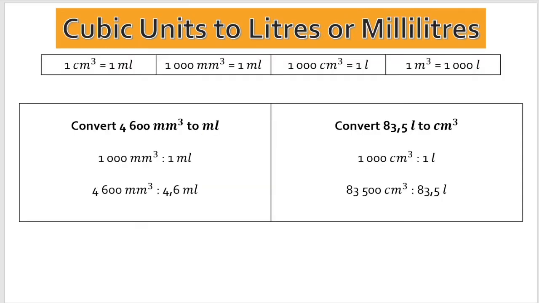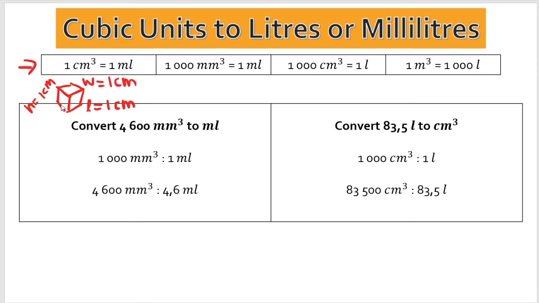Okay, let's move on to cubic units to liters or milliliters. This is on page 43. They give you these conversions. 1 centimeter cubed is equal to 1 milliliter. So to put that in a picture, if we have a cube, a literal cube, and each side is 1 centimeter, so the height is 1 centimeter, the length is 1 centimeter, and the width is 1 centimeter, then that cube can take 1 milliliter of liquid.